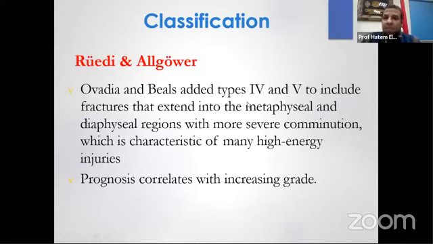Ovadia and Beals added types 4 and 5. Type 4 with metaphyseal fracture and type 5 with diaphyseal involvement, with more severe comminution, which is characteristic of many high-energy injuries. The prognosis of these fractures correlates with the increasing grade. That's to say, type 5 is more severe and has a worse prognosis than type 1.